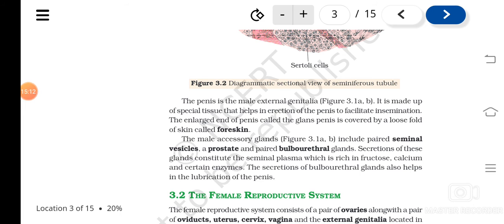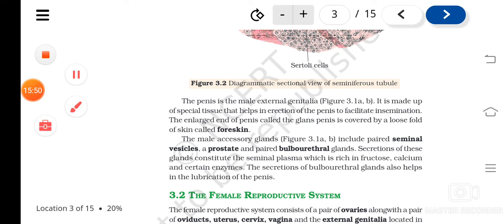The external genitalia is the penis in male, and it is made up of special kind of tissues that help in erection of penis so that it can facilitate insemination. Insemination means deposition of male gametes into the female reproductive tract. Its enlarged end is known as glans penis, and it is covered by a loose fold of skin called foreskin.